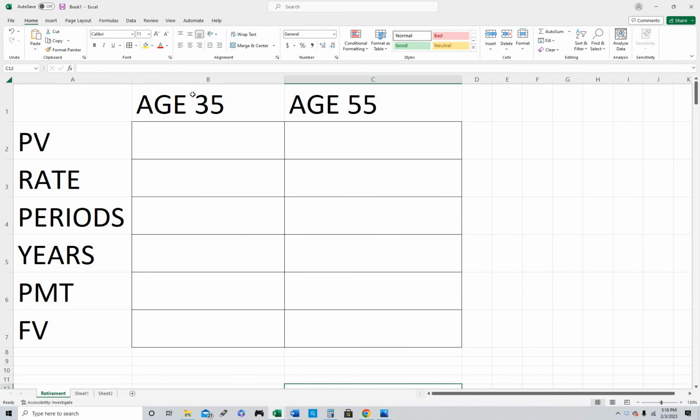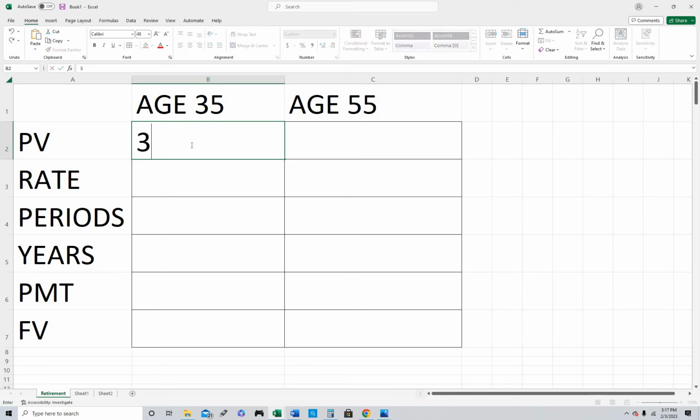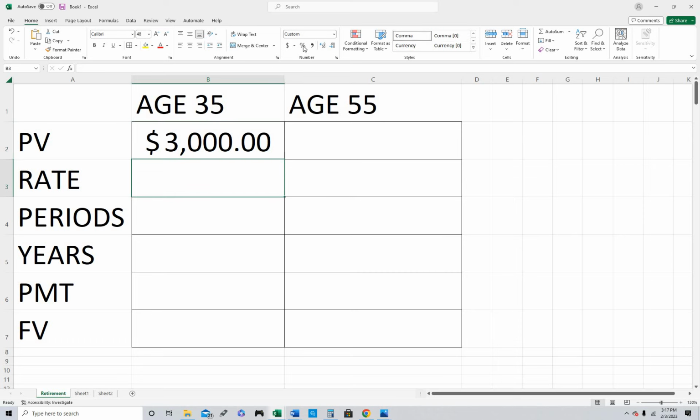In my Excel spreadsheet, I have age 35 for my initial investment, and then at age 55, I'm going to take that money out. I'm going to reinvest it at a new rate, and we want to know how much we'll have after 10 years or when we reach the age of 65. Our first investment is going to have a present value, PV, of $3,000. Our rate is going to be 5%.